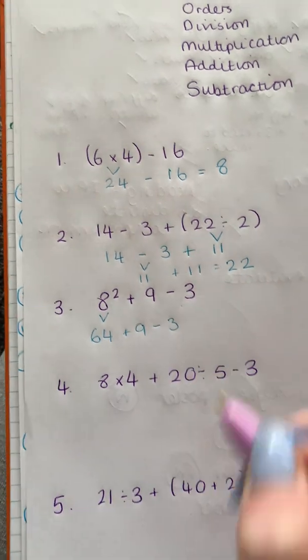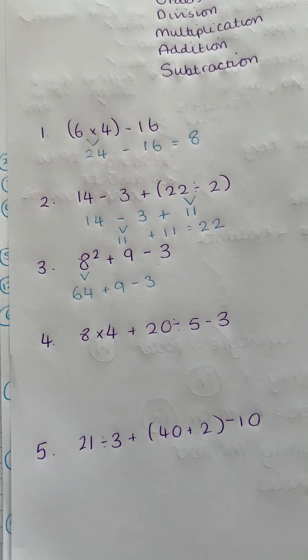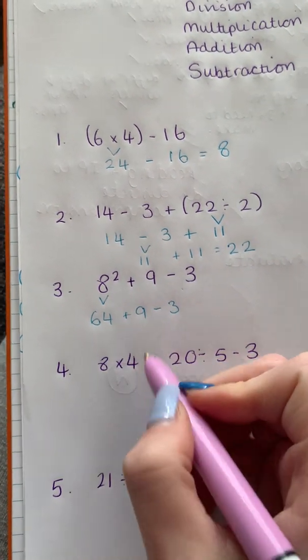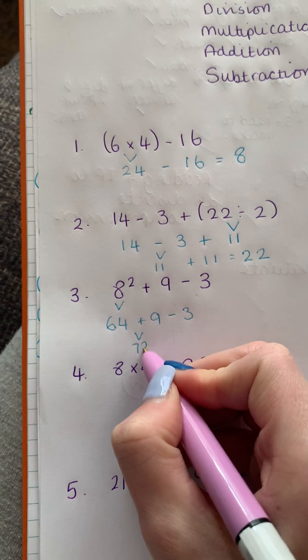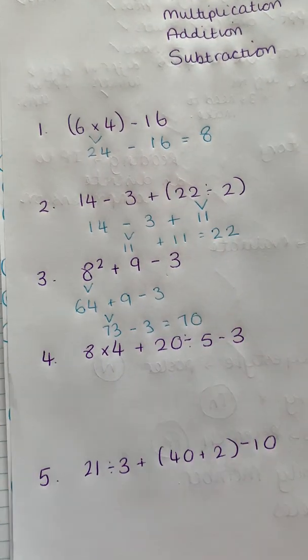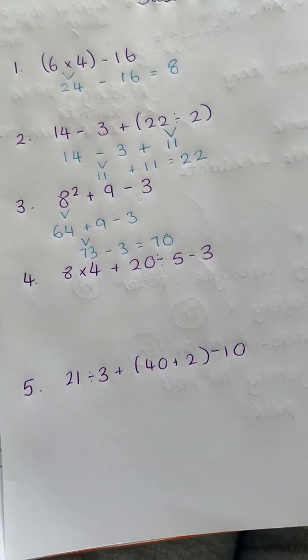And then I'm going to bring the other numbers down. I'm now left with addition and subtraction, which are worth exactly the same thing. So I'm just going to go left to right. 64 add 9 is 73. And 73 subtract 3 is 70. Then we have got number 4.